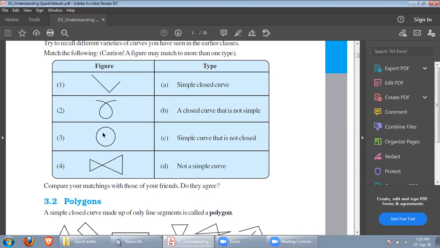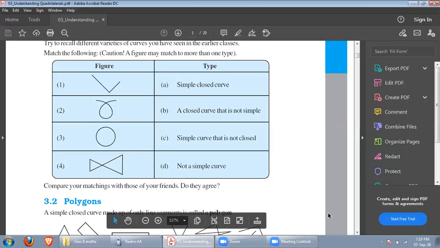Number 3, yes, it is simple. Yes, it is closed, but it is not made of line segments. Number 4, it is not simple. Though it is closed and made of line segments, since it is not simple, it will not be a polygon.